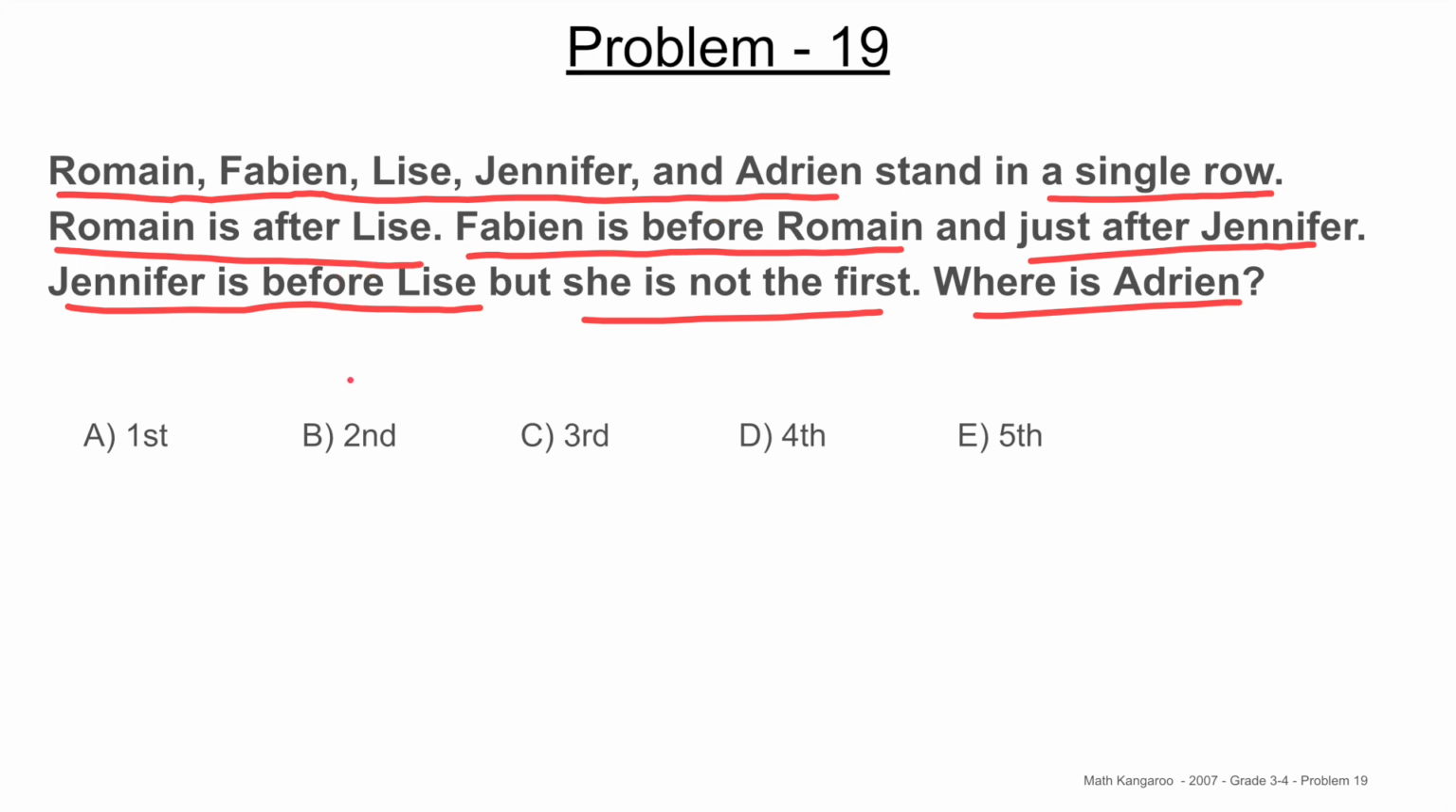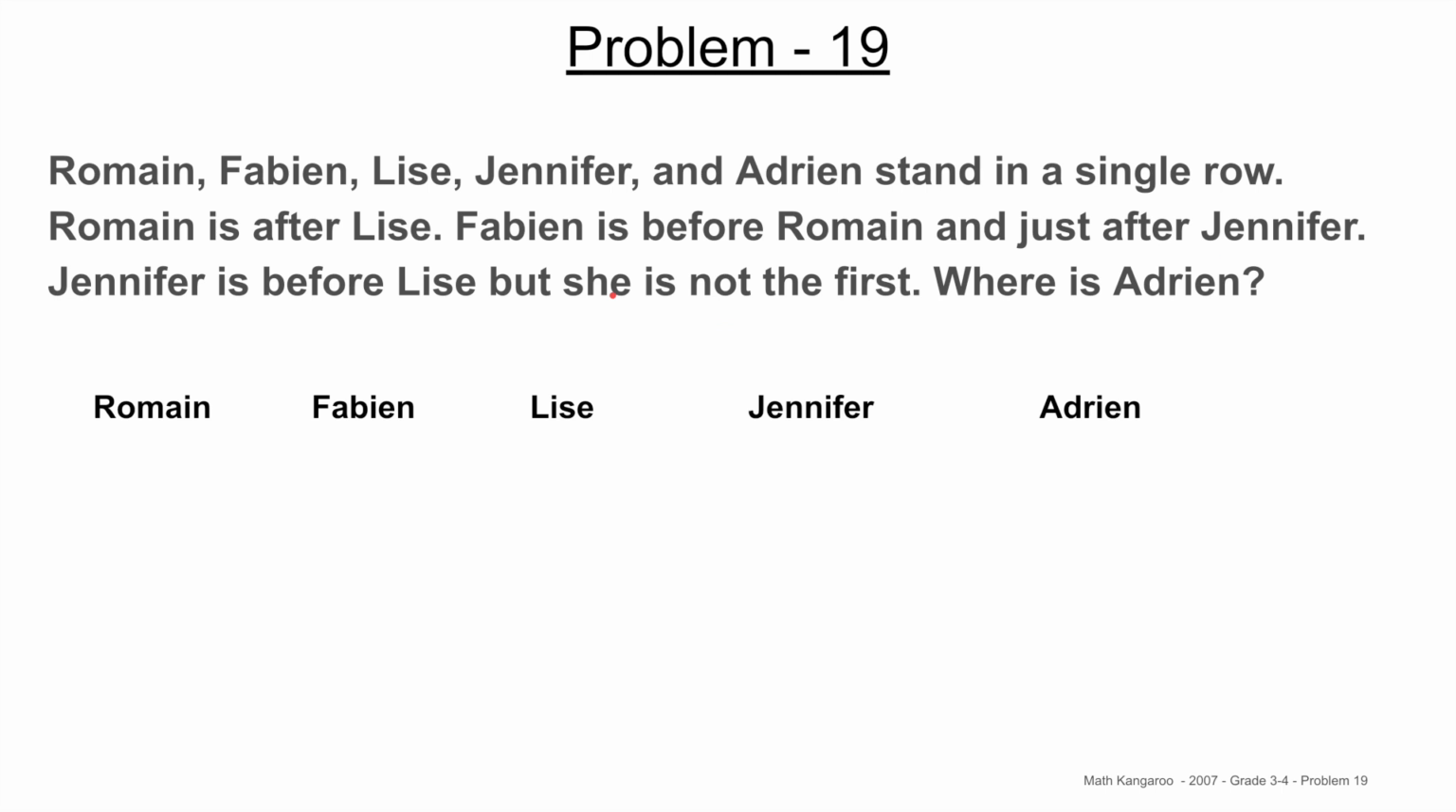Now we have to organize them in an order with the clues given in the question. The very first thing we know is that there are 5 friends. So we put Roman, Fabian, Lise, Jennifer, Adrian in a different order. Now take one clue at a time and arrange them accordingly. And maybe at the end we will get our answer. So first clue, Roman is after Lise. So what does it mean? In a single row, we will have Lise, and after that we have Roman.